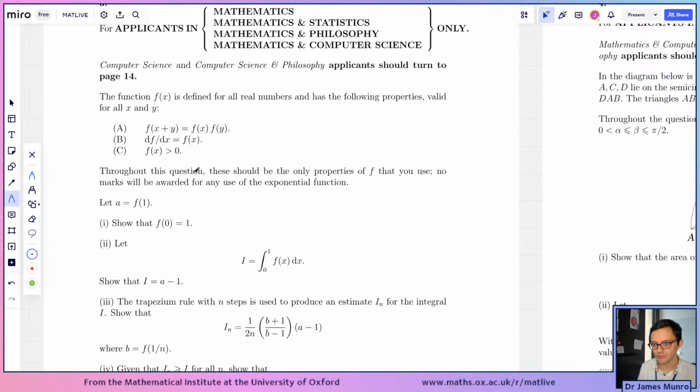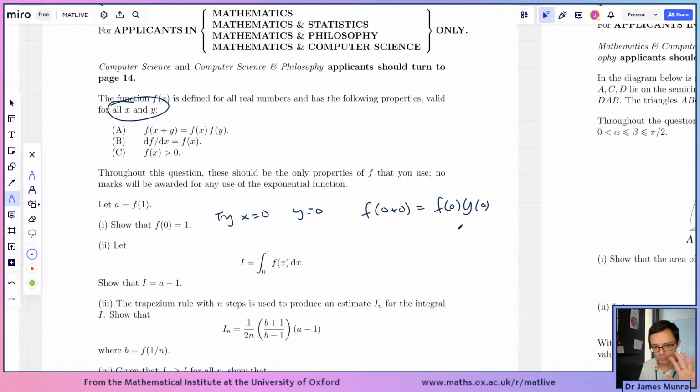So my plan for this sort of thing is to pick values. We've been told this for all x and y, which is super powerful. I'm going to choose values, probably stupid values. Let's try x equals 0, y equals 0. And that'll be rule A. I'm not using any facts about exponential functions. Rule A tells me that f of 0 is equal to f of 0 squared, and f of 0 is positive.